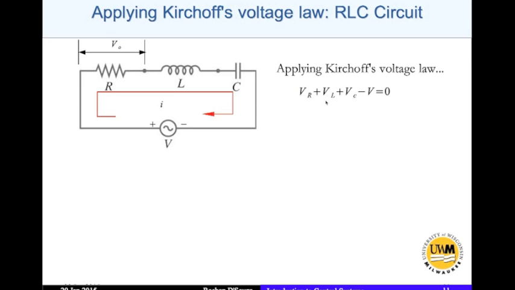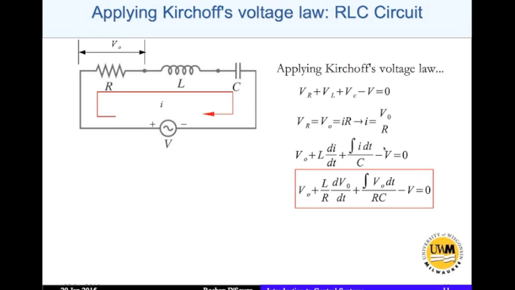VR is the potential drop across the resistor, VL is the potential drop across the inductor, VC is the potential drop across the capacitor, V is the input voltage, and VR, the potential drop across the resistor, is the output voltage, which is I times R, and I can write I equal to Vo divided by R. You know that the potential drop across the inductor is L times di by dt. The potential drop across the capacitor is given by Q by C, where Q is the charge in the capacitor. Q is nothing but the integral of the current through the capacitor with respect to time. So that's how I got that, and this follows here, and that is my differential equation.